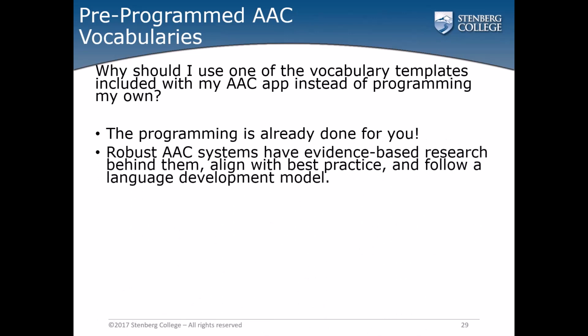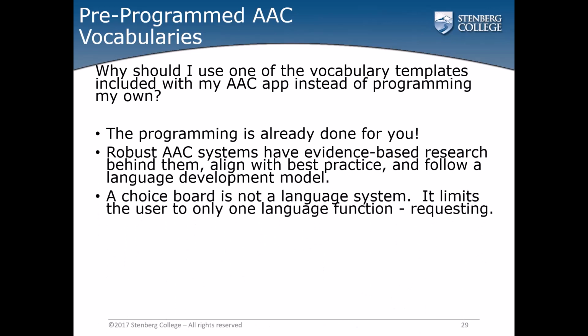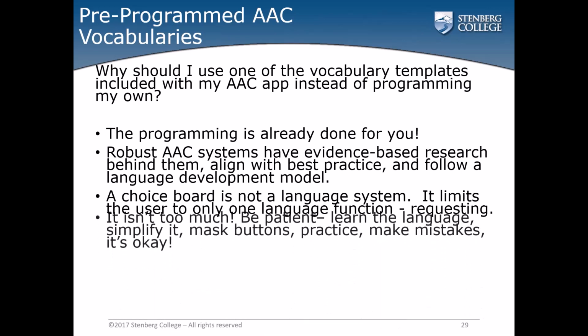Robust AAC systems have evidence-based research behind them, align with best practice, and follow a language development model. When we see AAC vocabularies that are built from scratch, the buttons usually only consist of nouns, such as snack items or toys. This is basically a high-tech choice board. A choice board is not a language system. It limits the user to only one language function, requesting. The words that are put into a robust vocabulary provide for many different language functions.